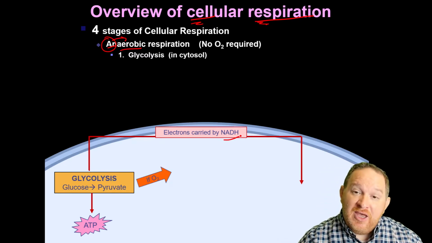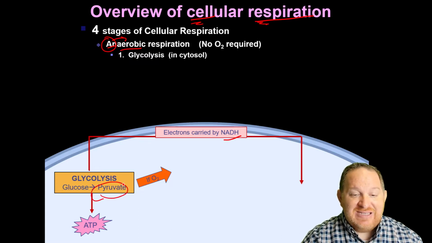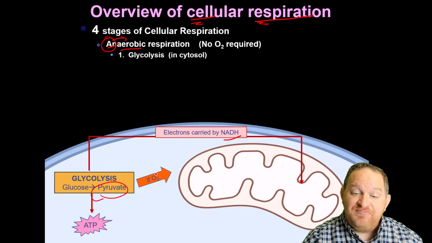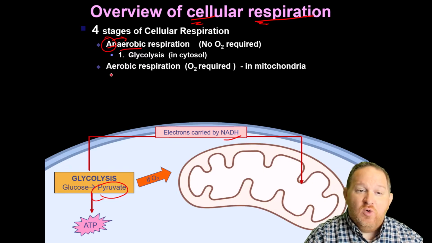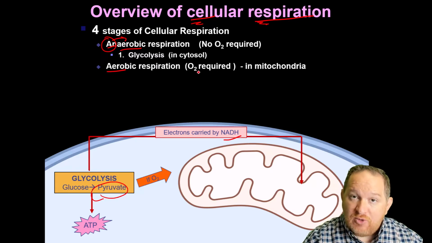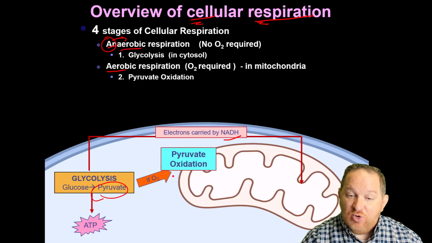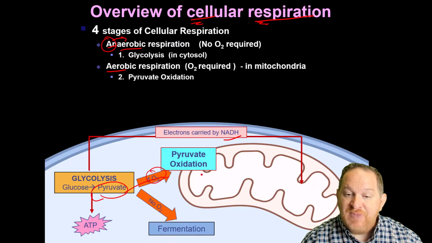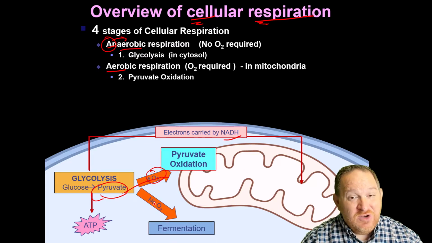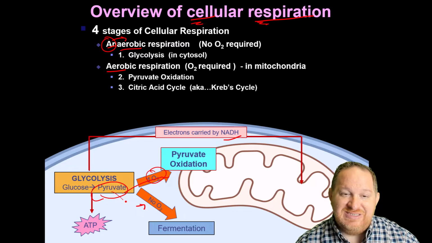Okay? Then we have a branching point. Pyruvate at the end of glycolysis has some options. If oxygen is present, it will go into the mitochondria for aerobic, right? Requiring oxygen. Aerobic respiration. Now, there are a few parts of that as well. The first step is pyruvate oxidation. So that pyruvate needs to become oxidized, right? We got our oxygen there. Go into the mitochondria. If no oxygen is present, then fermentation of that pyruvate will occur. And we'll talk about that in the next step.